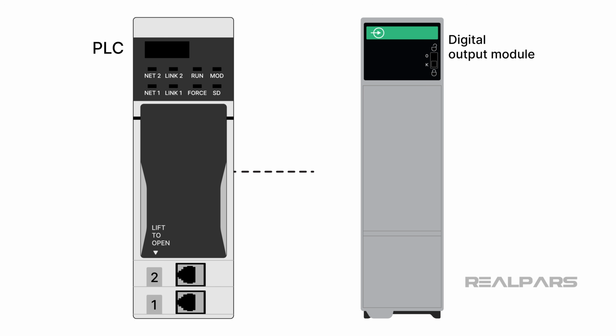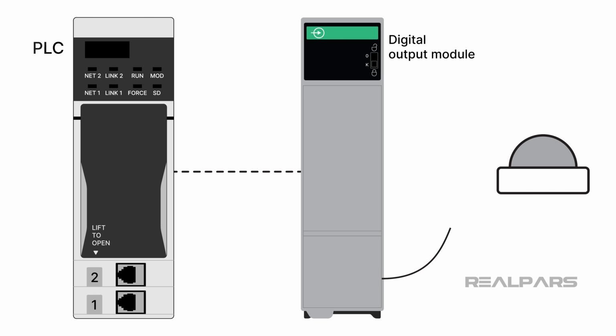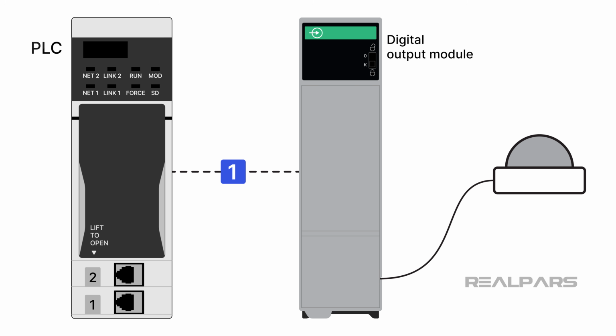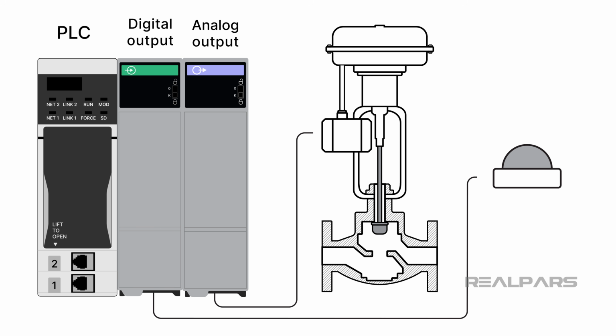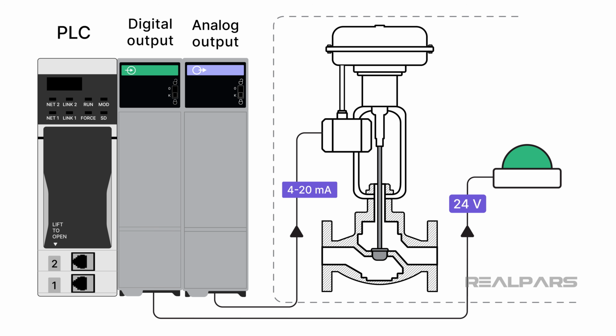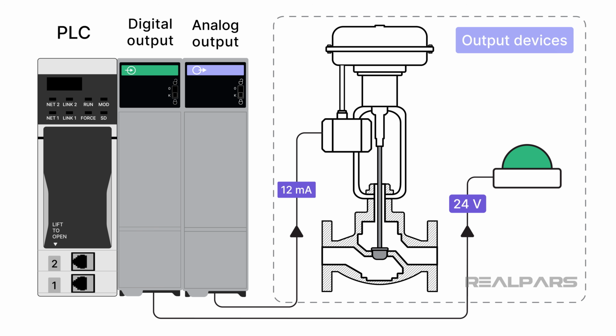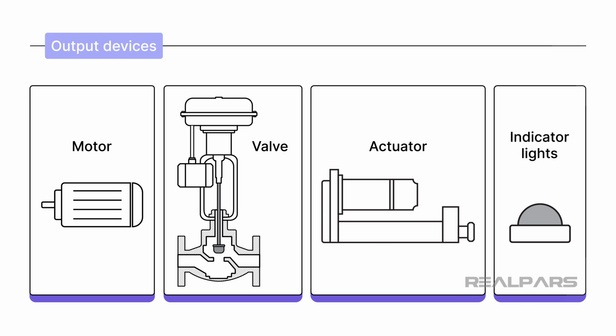The logic module sends commands to an output module to control a process. The output module takes the digital value from the logic module and converts it into an electrical signal that controls output devices. Output devices also use digital and analog signals. Finally, output devices are devices that have an effect on the environment and are used to control a process or piece of equipment. Some common output devices include motors, valves, actuators, and indicator lights.